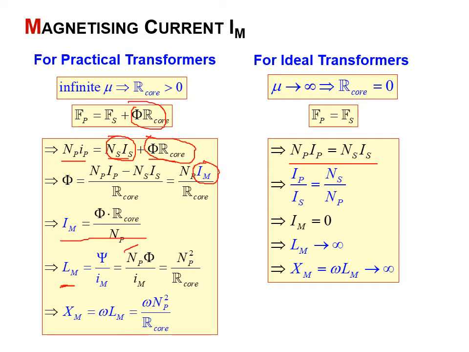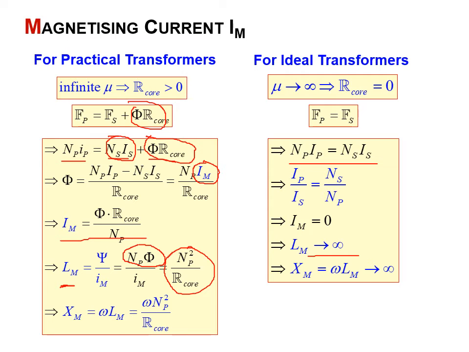So we know the number of turns in the primary and the flux, and we divide that by the magnetizing current, and we end up with the number of turns in the primary squared divided by the reluctance of the core, which will give us the value of magnetizing inductance. So you see, this is a finite value, whereas in an ideal transformer that would be infinity.